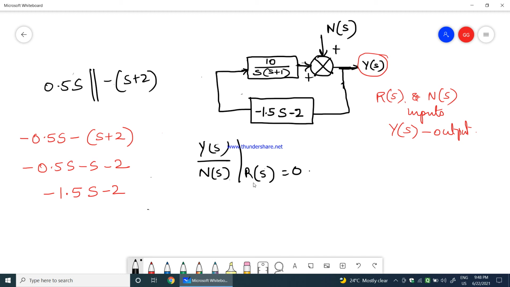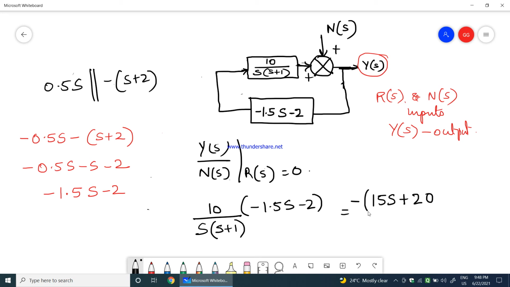Finally, you see that these two blocks are in series. Therefore, I can easily multiply that series blocks: 10 divided by s into s plus 1 multiplied by minus 1.5 times s minus 2. So I would say, which is equal to 15s plus 20, I'll just take negative outside, divided by s into s plus 1.